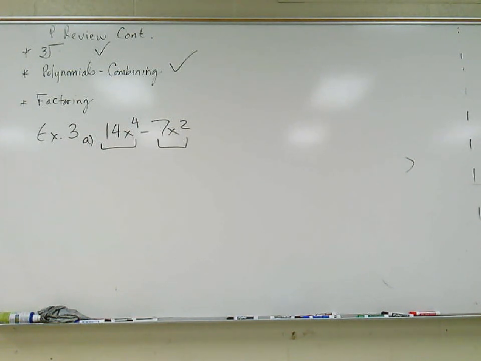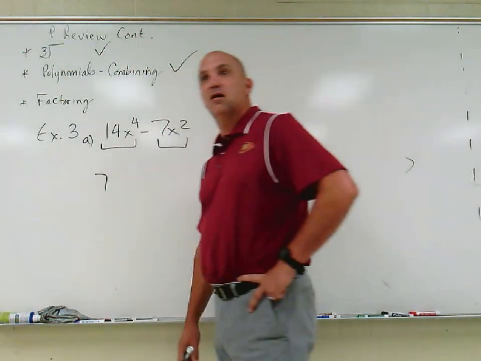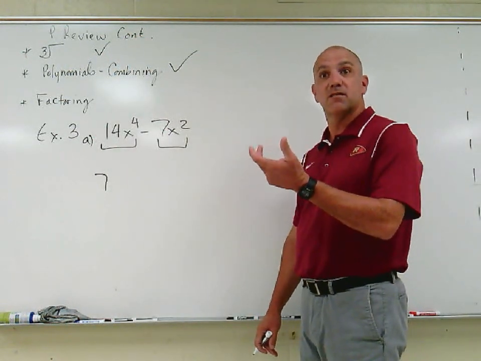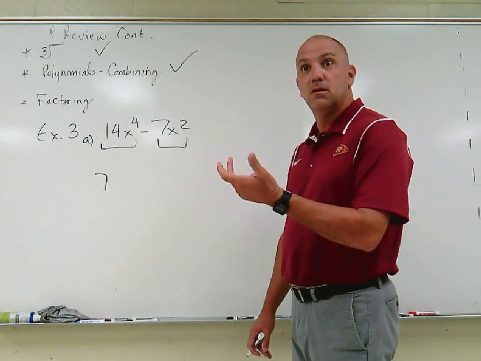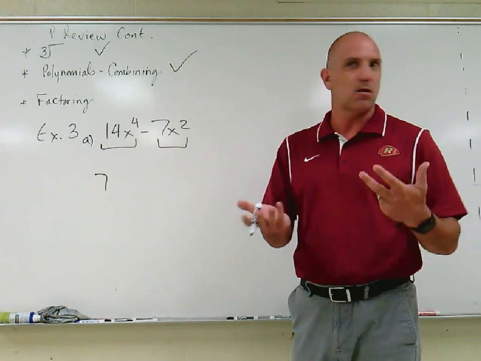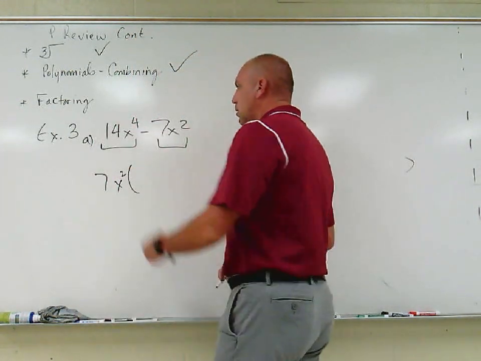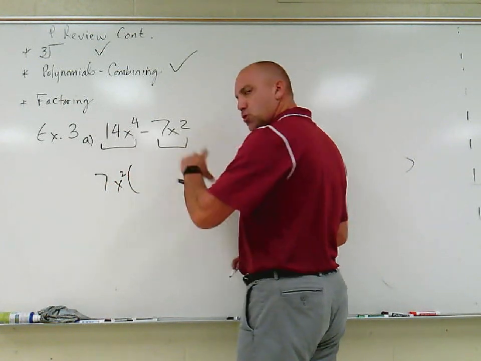Okay, so what's the greatest common number? What number does each have in common? 7, okay? All right, so that goes on the outside. What's the variable we can take out? X squared. I just look at the exponents, whatever's the smallest exponent, that's what I know will go into both. There's that.